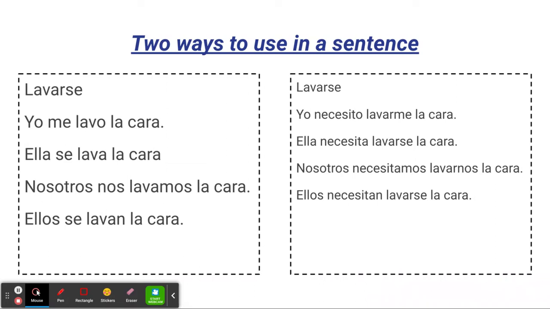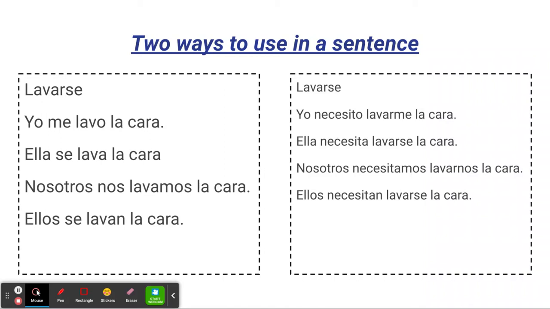So, the 2 different ways that we can use a reflexive in a sentence. We're going to start off with the same infinitive. We have lavarse, okay? And over here on the left side of your screen, you can see lavarse the way that we've been seeing it all along, using it in a present tense conjugation. So, yo me lavo la cara.